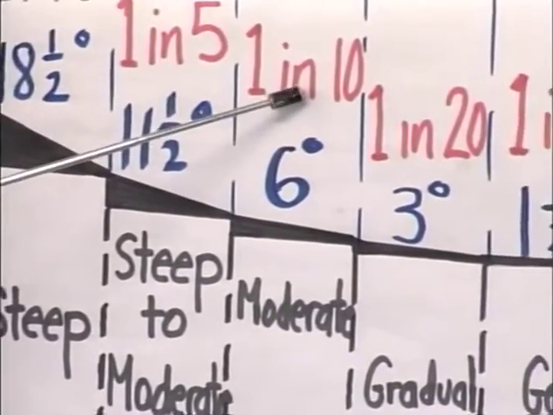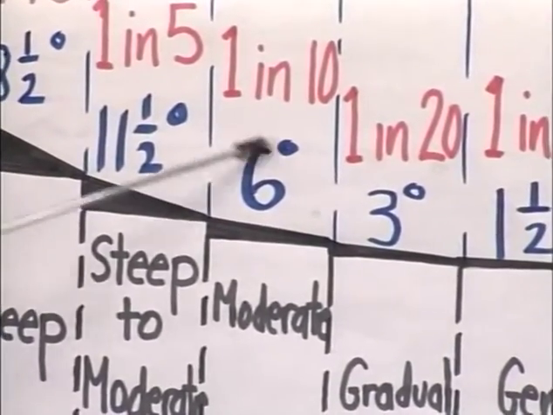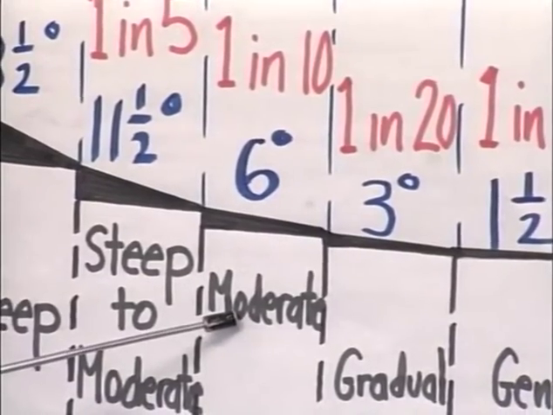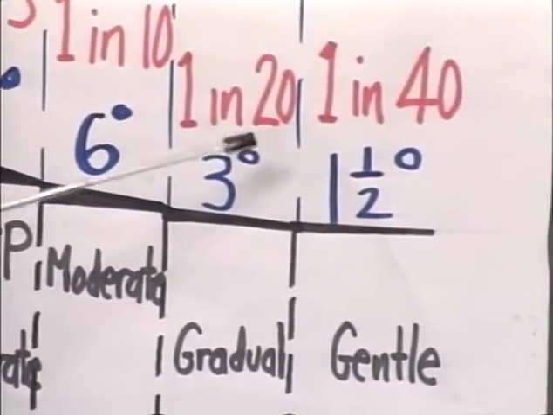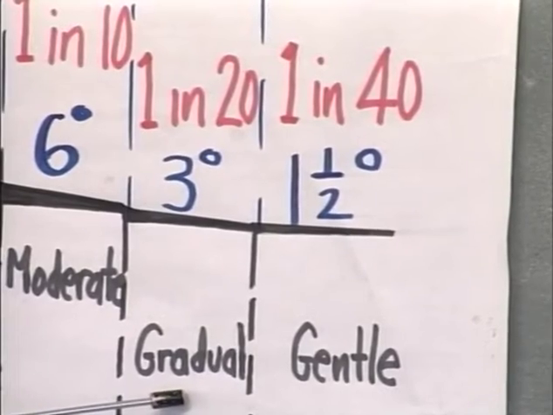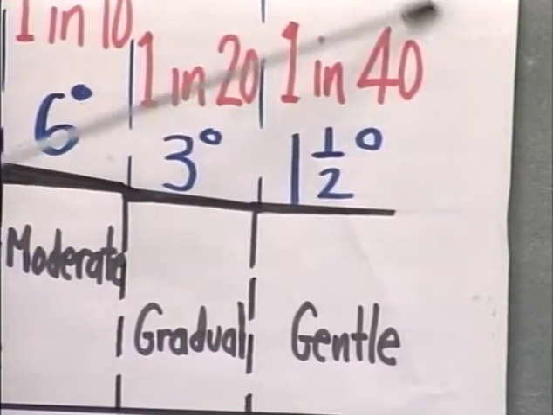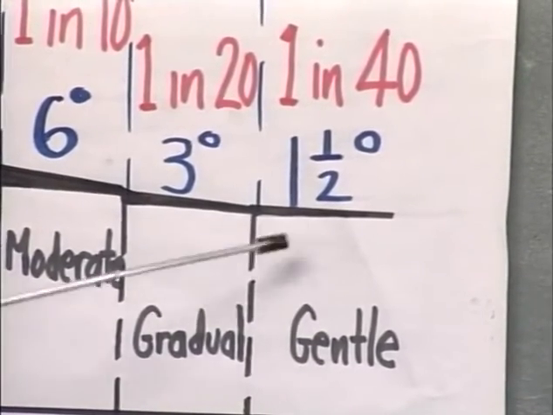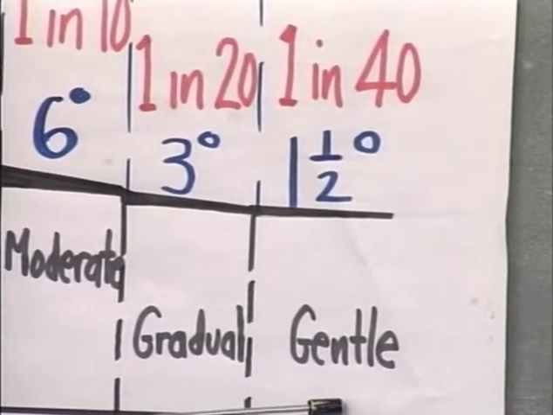A gradient of 1 in 10 means that the slope is a moderate slope. A gradient of 1 in 20 means that the slope is gradual. And finally, a gradient of 1 in 40 means that the slope is a gentle slope.